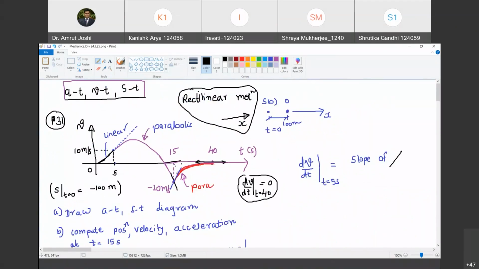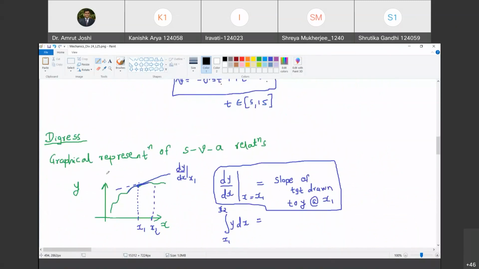But before we do that, I am going to take a digression and explain to you the graphical representation of the relationship between position, velocity, and acceleration. Are you with me? Yes, sir. For that, I have considered a thought experiment where y is a function of x and it looks something like this. I already told you the interpretation of dy by dx at x equal to x1. Have I? Yes, sir. Okay. So if I take dy by dx at x equal to x star, what is its interpretation? It is the slope of the tangent drawn to y at x star.